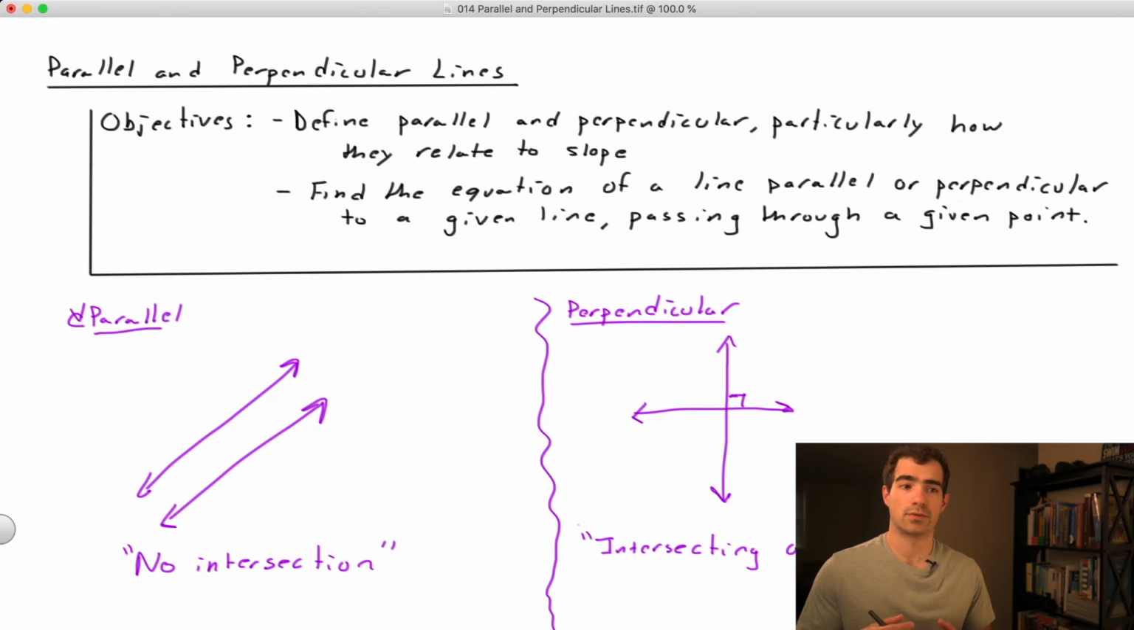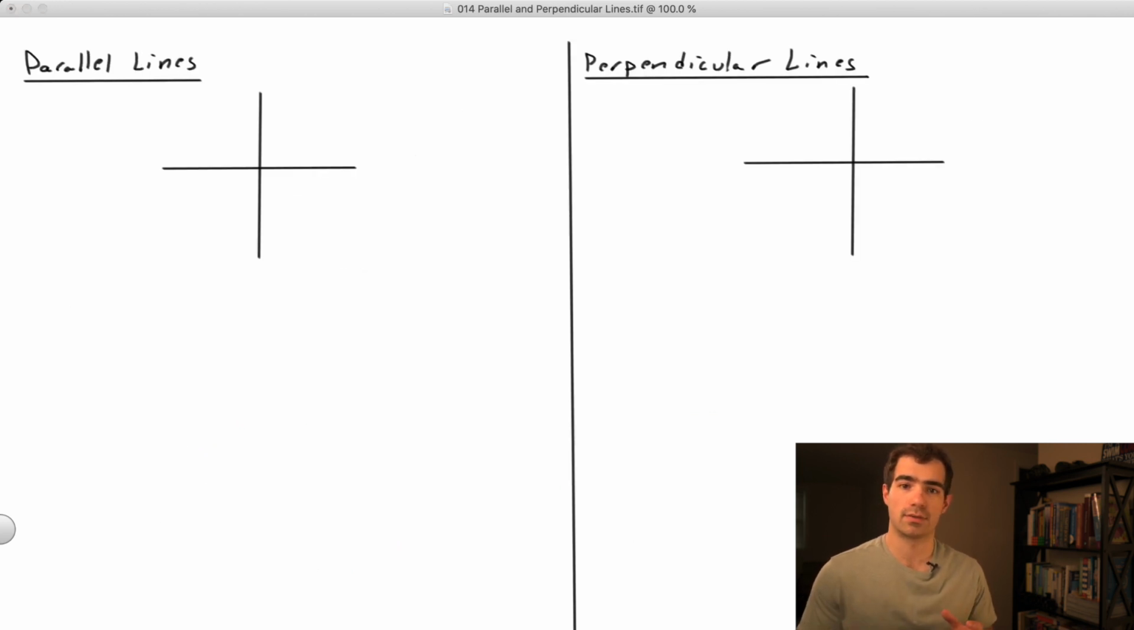For our purposes though, in terms of linear functions and equations, defining these a little differently is actually going to be more useful. In particular, we'll define them in terms of slope, and then use that definition to be able to solve some more problems related to linear functions. So how do these two concepts of parallel and perpendicular relate to slope? Well, let's start with parallel.